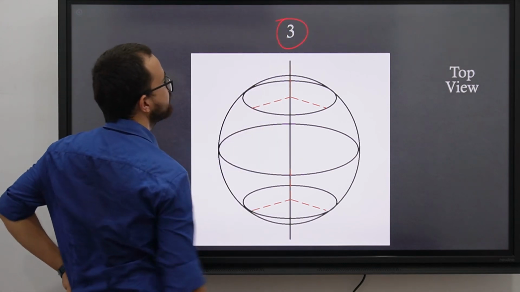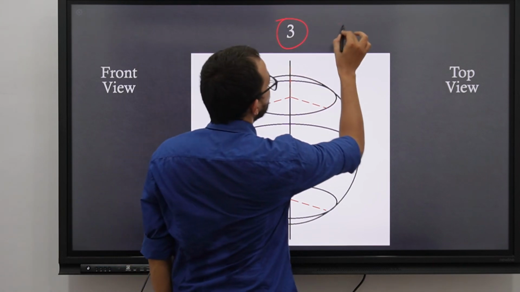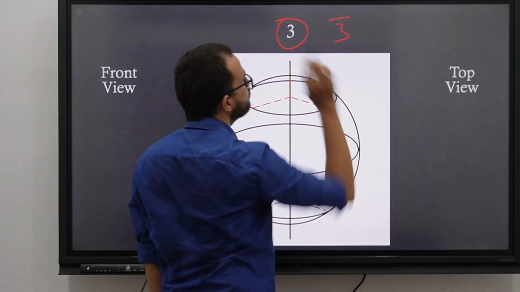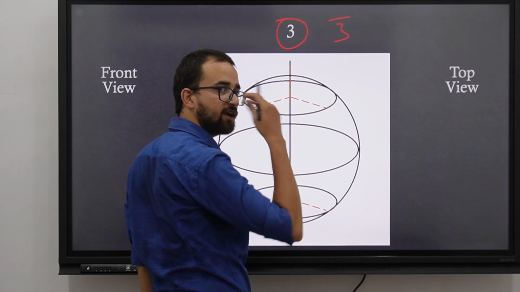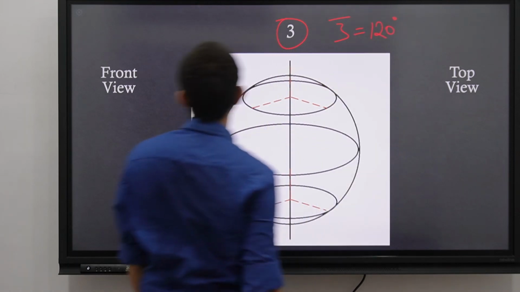So we will look at the threefold roto inversion now. This symbol is for threefold rotation. To make it roto inversion, we put a bar at the top. So what is the rotation angle for threefold? That is 120 degrees. Okay.